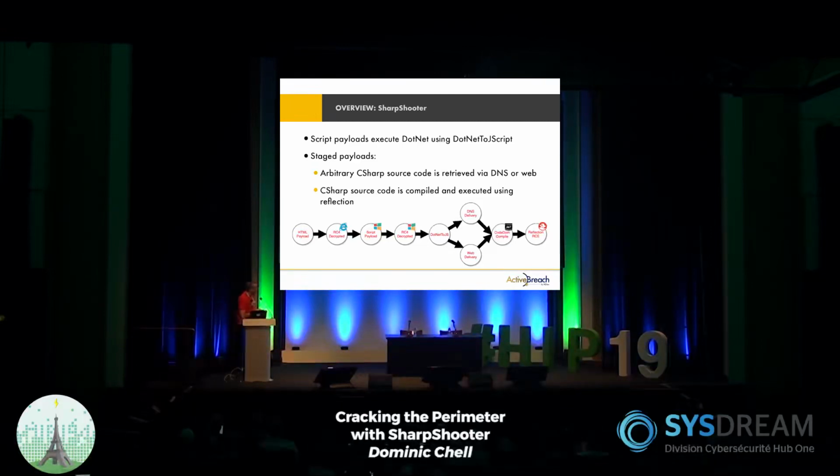So when the .NET to JS executes, it uses DNS or web delivery to retrieve some C# source code. It then compiles it on the host using the .NET CodeDOM compiler and uses reflection to execute it. And that code could be anything. It could be something that stages an implant into memory. It could be Mimikatz. It could be whatever you want it to be.